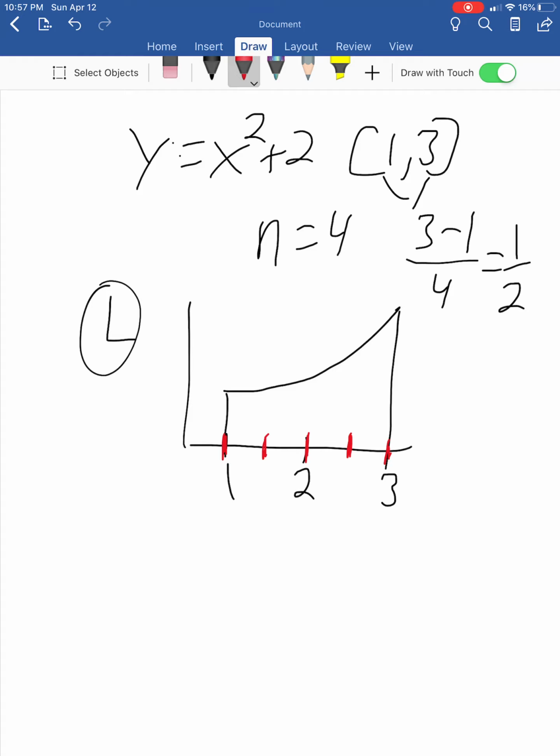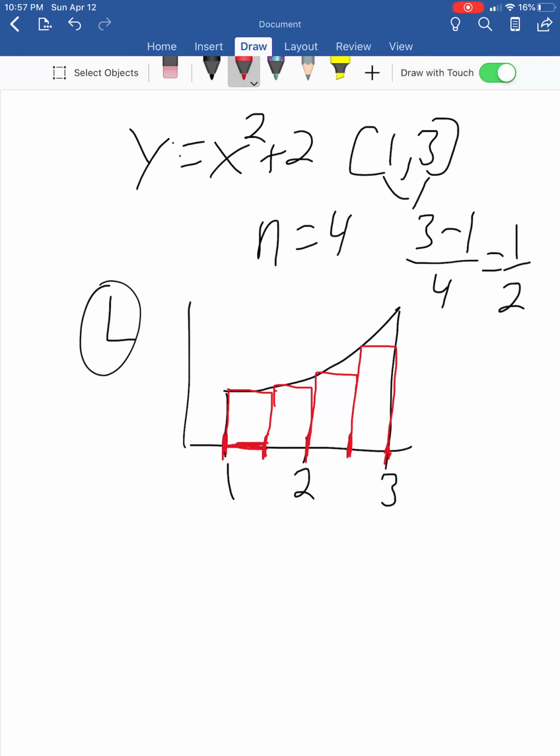So since we're using the left endpoint rule, we go up to the curve, go over. You don't really have to know how to draw these. Just kind of know how to make them work. And there's my 4 rectangles. Okay. Now let's find the area of each one.